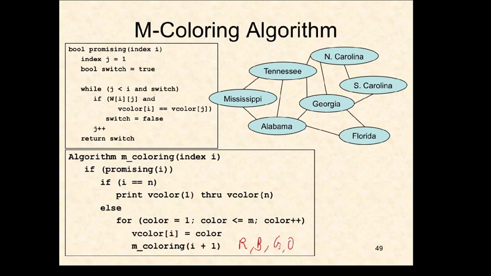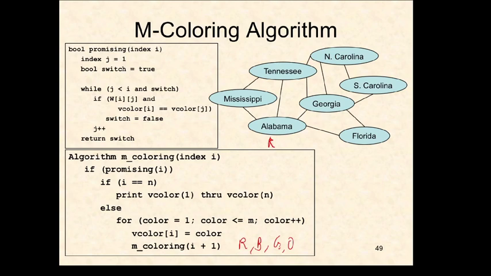Okay, so we say we're coloring vertex 0. Have we violated any constraints yet? No. Have we reached a solution? No. Let's color this one red because it's the first color. And the people in Alabama are happy because it's red. Anyway, then we make a recursive call. We say, let's color vertex 1. Okay, so alphabetical order, vertex 1 would be Florida.